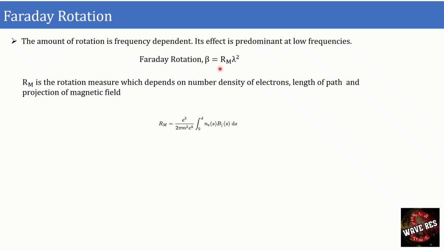This Rm is known as the rotation measure. It is given by this expression, and it depends upon the electron density in the ionosphere, the length of the path it has to travel from the Earth antenna to the satellite, and the projection of the magnetic field, which is the Earth's magnetic field. So everything depends upon this Rm. So Faraday rotation depends on the wavelength of operation and the rotation measure.